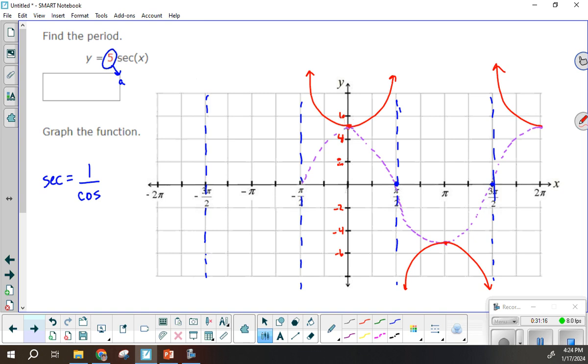Oh, and we didn't put the period. The period, we don't have a k. So again, the period's 2 pi. Nothing has changed the period at all.